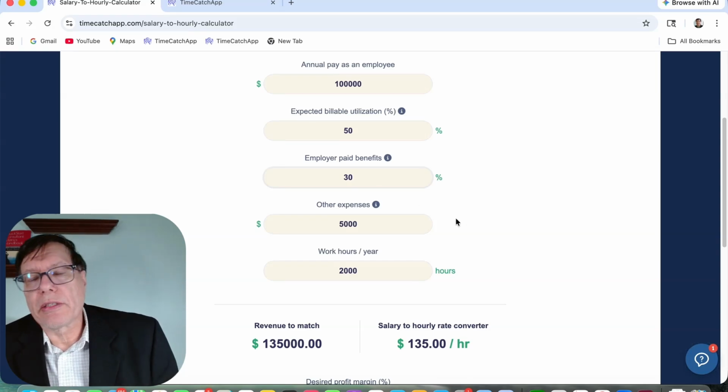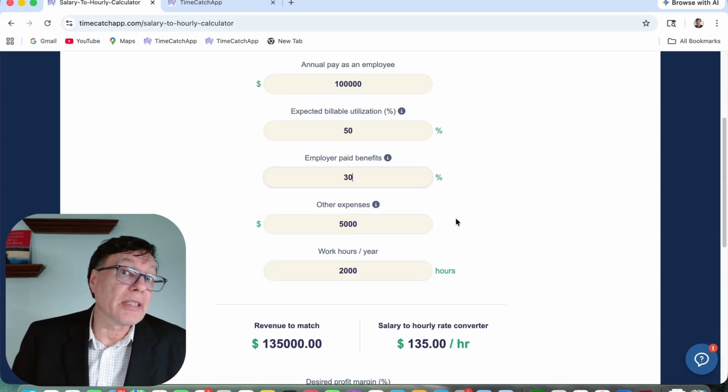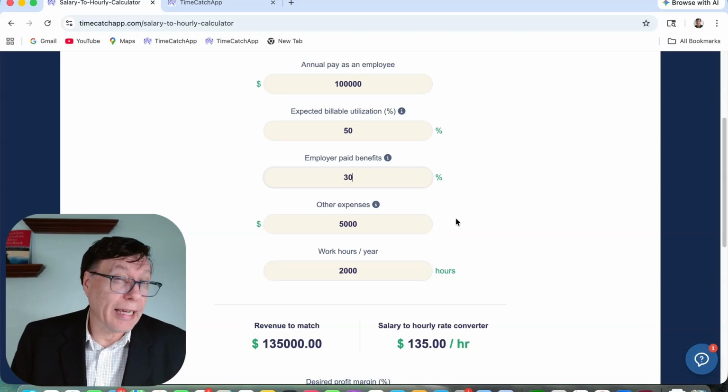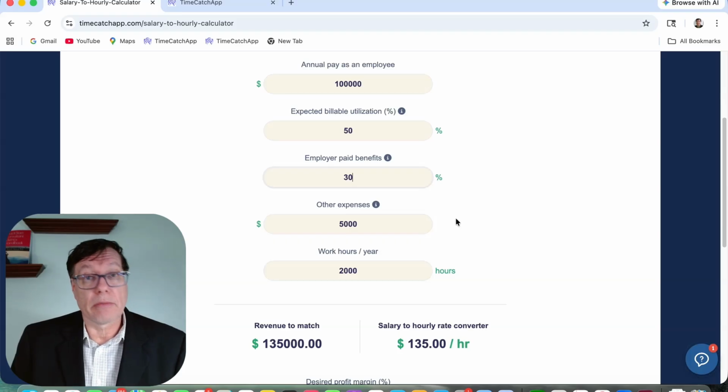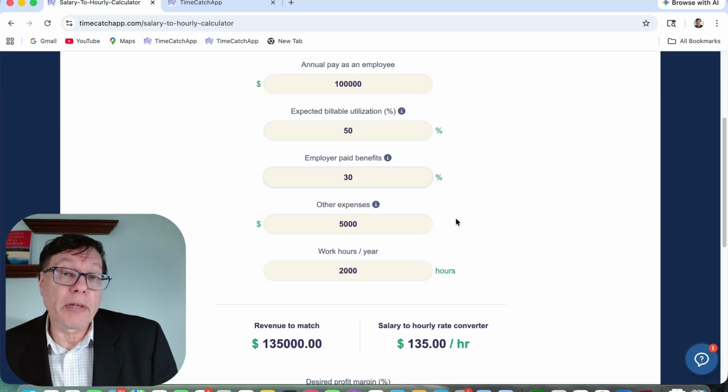Other expenses. These are other expenses that you may have in your business that have to be accounted for somehow. If you're renting office space, that's part of your overhead. Or if you're paying for your computer, surely you're paying for your computer.